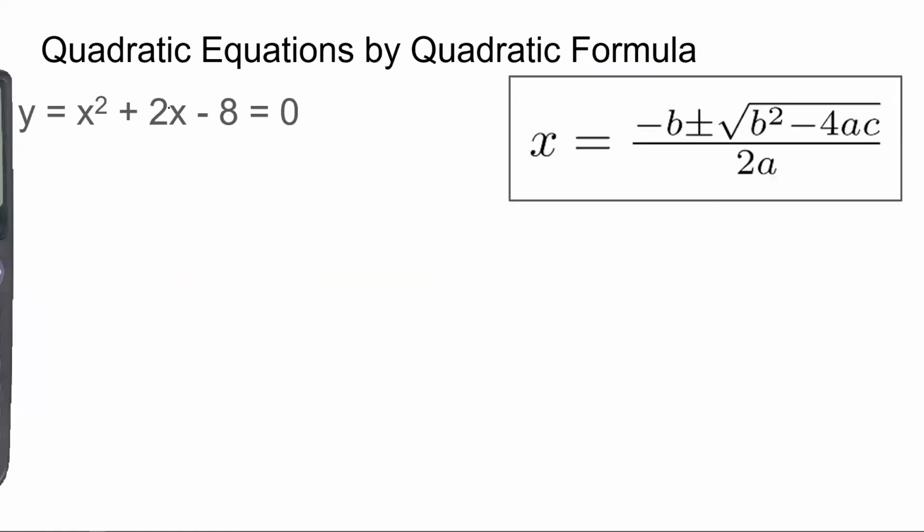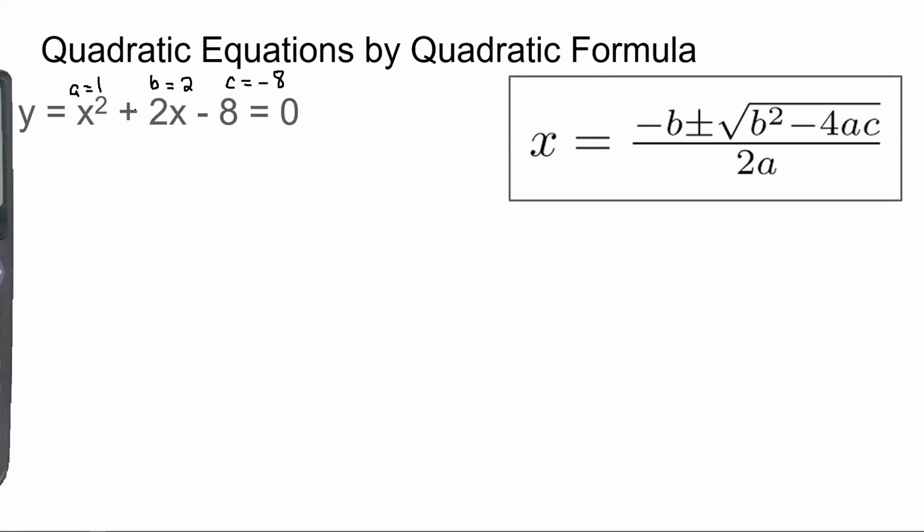I think I've got one for you to try. Same old problem. All right. So remember how our form had a as the coefficient of the x squared term. That's a 1. The coefficient of the x term is b, and here it's a 2. And c is the constant back here. It's a negative 8.